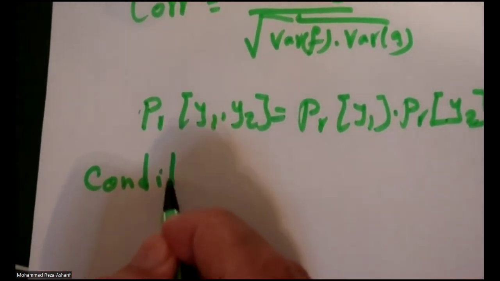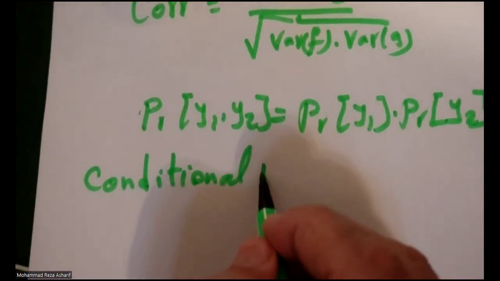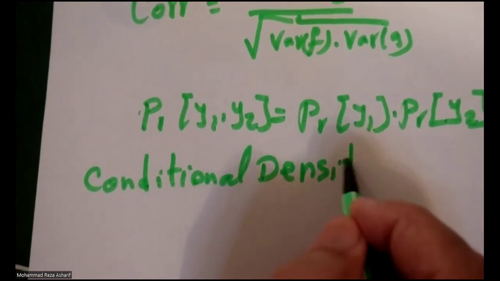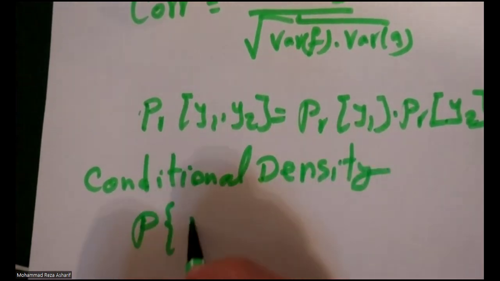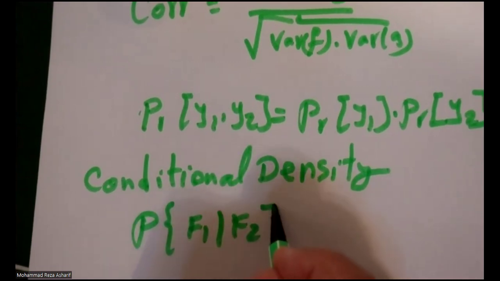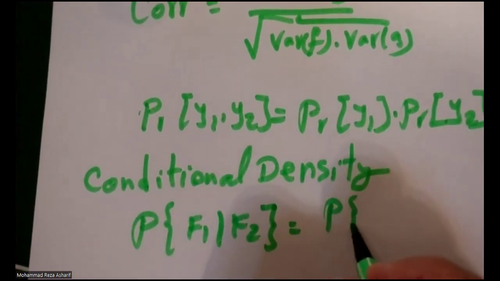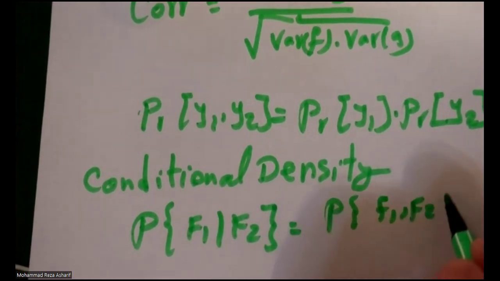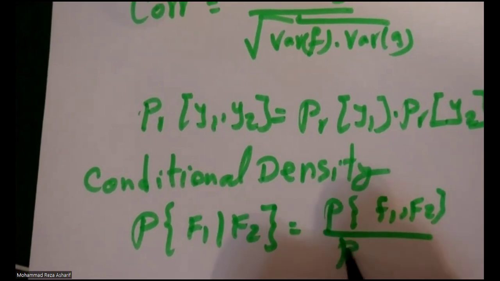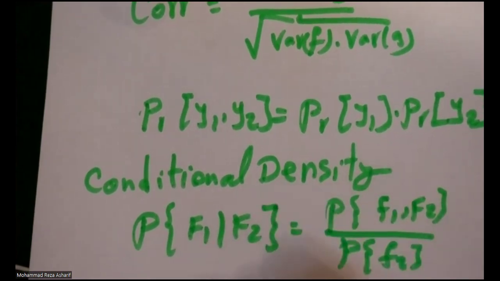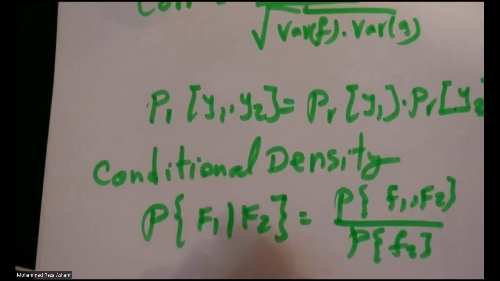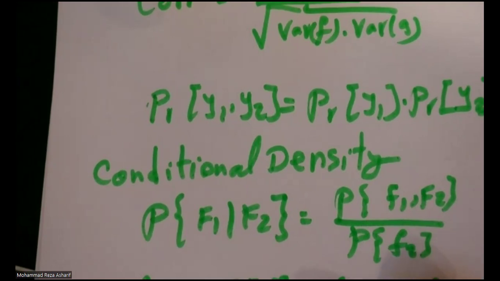Conditional density is probability of f1 given f2, is probability of joint f1, f2 divided by probability of f2. This is a very important relation in probability. And I told you that the mean value of f is the expected value of f, which is the integral of f times the probability density function, f df.